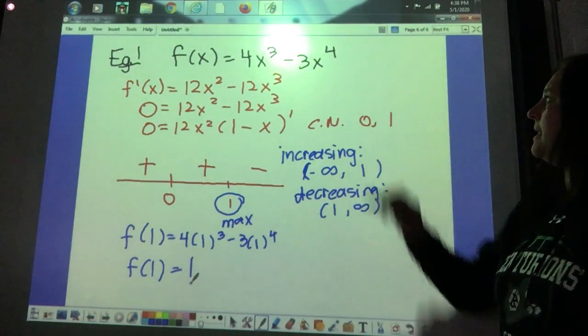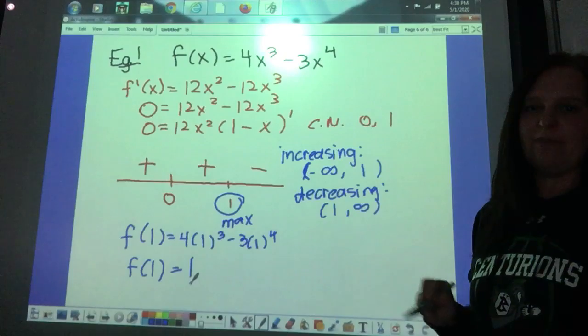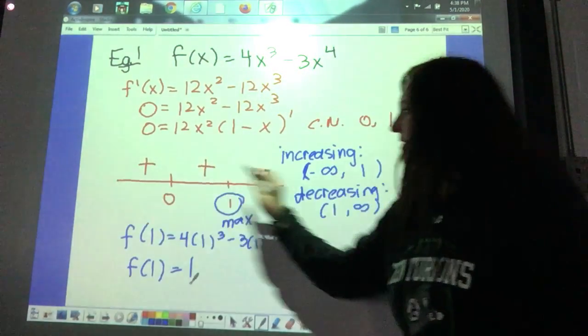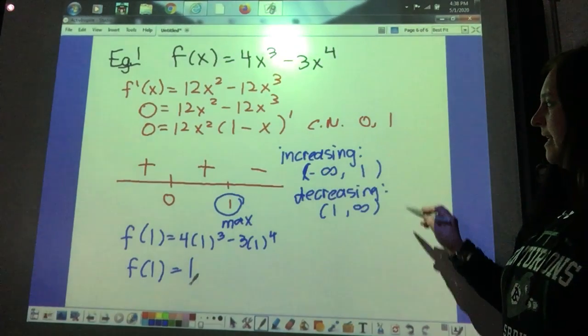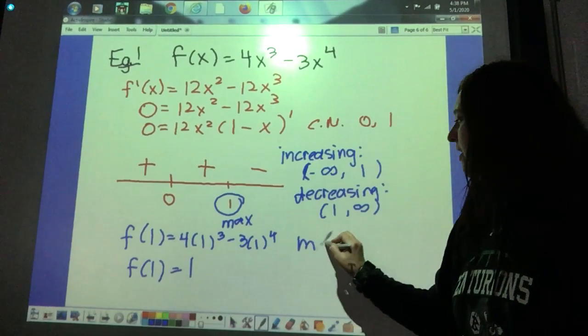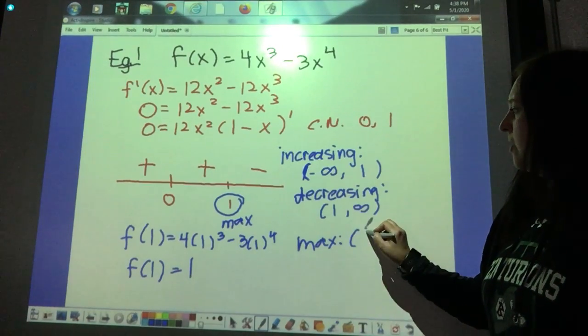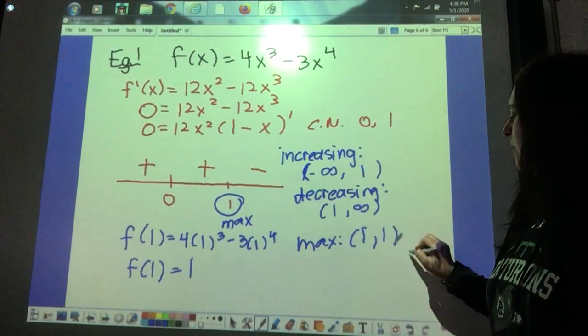So what we've determined is that for this function, we don't have to actually graph the function. By using the first derivative and the sign diagram, we can tell that it's increasing and decreasing in these intervals and that it would have a max when x equals 1 and y equals 1.